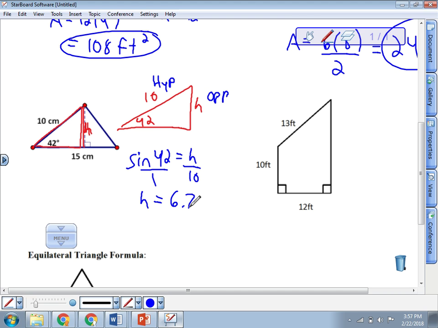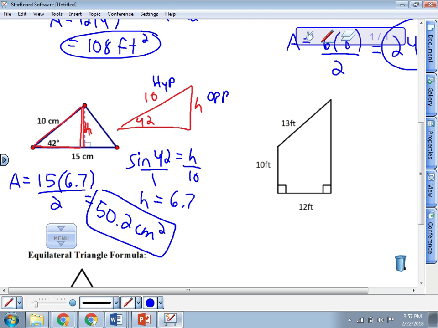Once I know my height is 6.7, now I can solve for the triangle, because you just need the base times the height. So area equals the base, which we're going to call 15, times that height of 6.7, divided by 2. When we do that, we should get 50.2 square centimeters. So there is our answer.